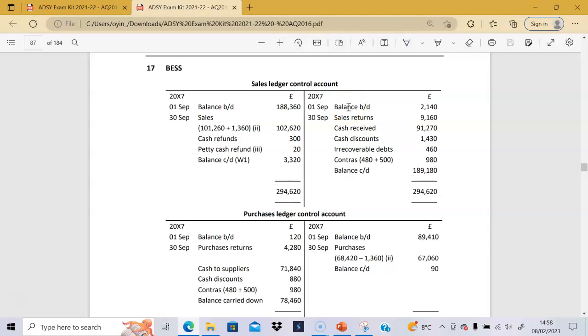And that's everything we said. They literally gave you everything, didn't they? Bang, bang, the cash refunds. That's the 20. And that's the balance carried down, right? Which is the difference here. And you'll also have a balance carried down over here.